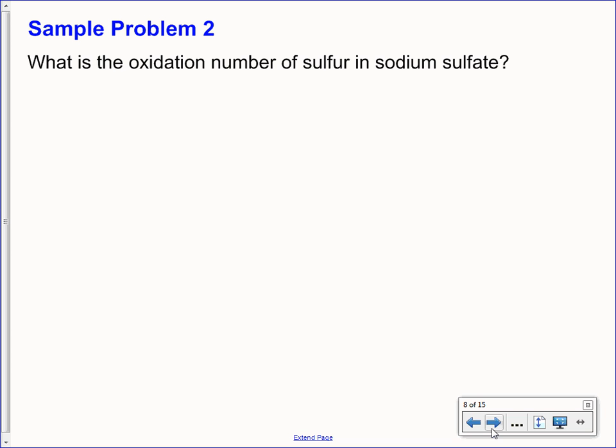In the second example problem, I'll let you guys give this a go, but basically it's asking for the oxidation number of sulfur in sodium sulfate.